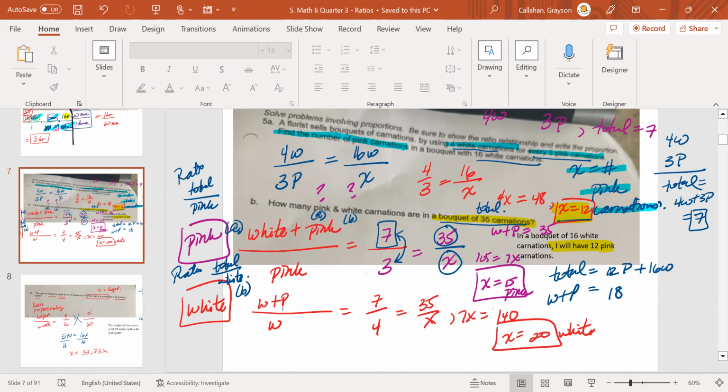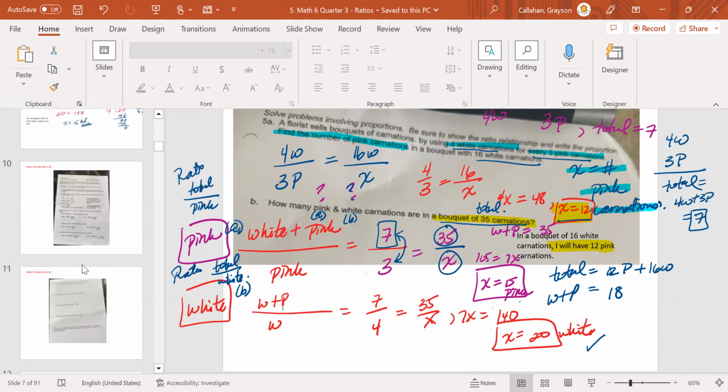equals the total that's given to you in the question, which is 35, but it's asking you for part B, which is a question mark on white, so that's X. Cross multiply, you get 20. Well, in your bouquet of 35 carnations, 15 pink plus 20 white still gives you 35, right? So that checks out. That's how you check your work.